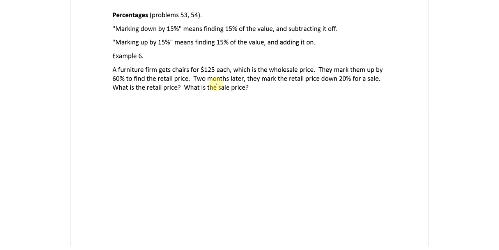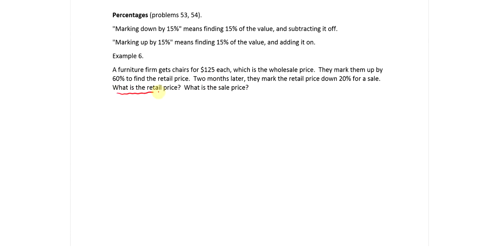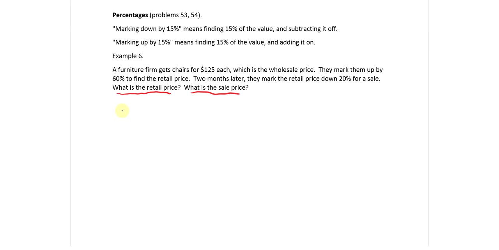So again, there's two questions here. What is the retail price? What is the sale price? And what is the retail price? The retail price is how much they bought it for plus 60% of what they bought it for.